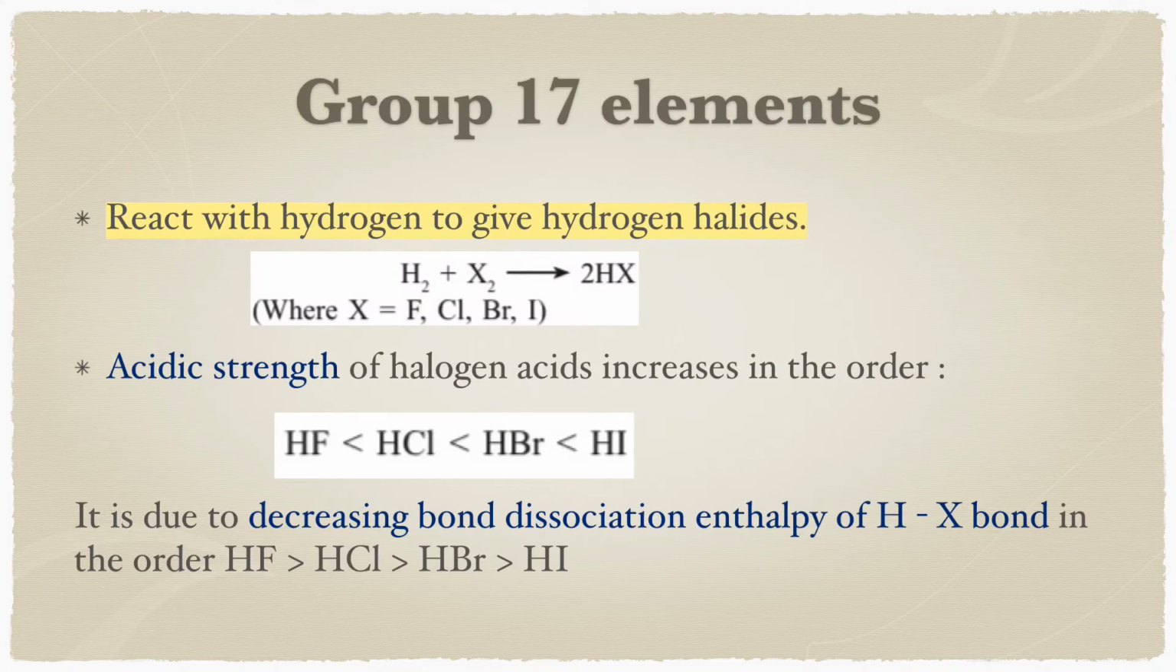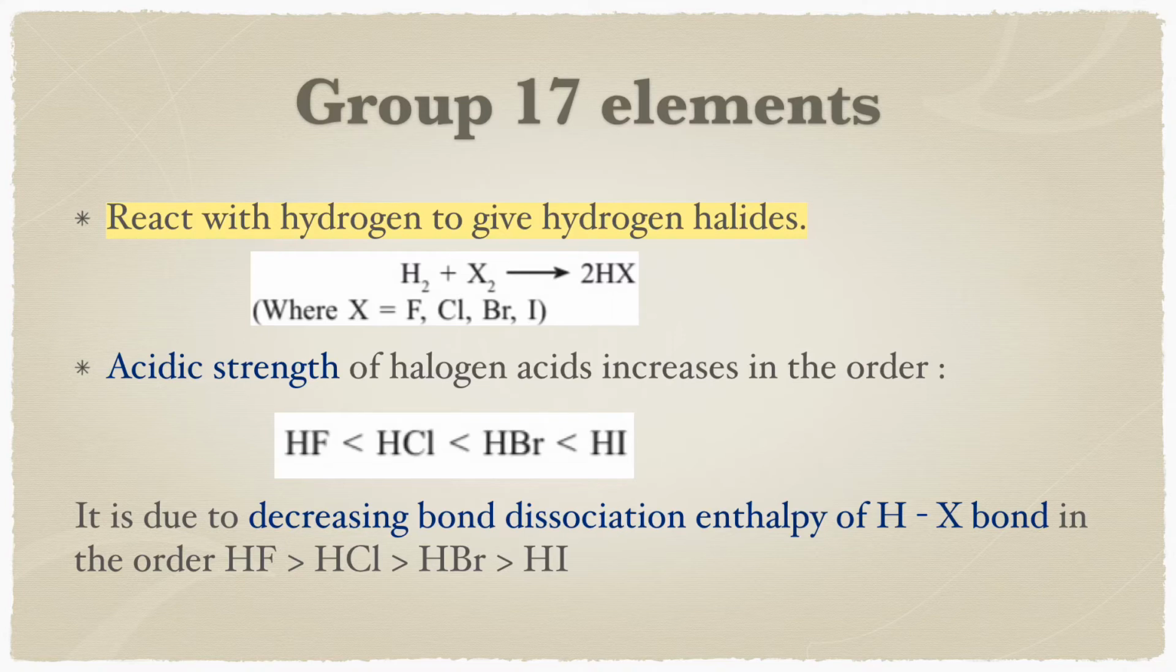So they react with hydrogen to give hydrogen halides, whereas group 16 gives hydrides. So remember, group 16 gives hydrides, whereas group 17 elements give hydrogen halides. The general reaction is written: H2 + X2 gives 2HX, where X is fluorine, chlorine, bromine and iodine. Remember, normally we represent halogens by X2. X is a representation for halogens.